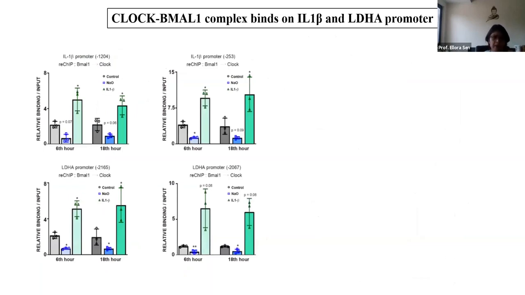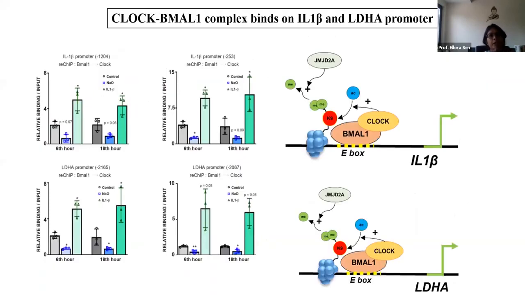Now we did another very simple experiment. We just did a ChIP followed by a re-ChIP. First BMAL1 has to bind to the E-box sites, followed by clock. So we did a chromatin immunoprecipitation followed by a re-ChIP with clock. And we found that, yes, on this E-box site, clock and BMAL1 are actually binding on both the IL-1 and LDH promoter.